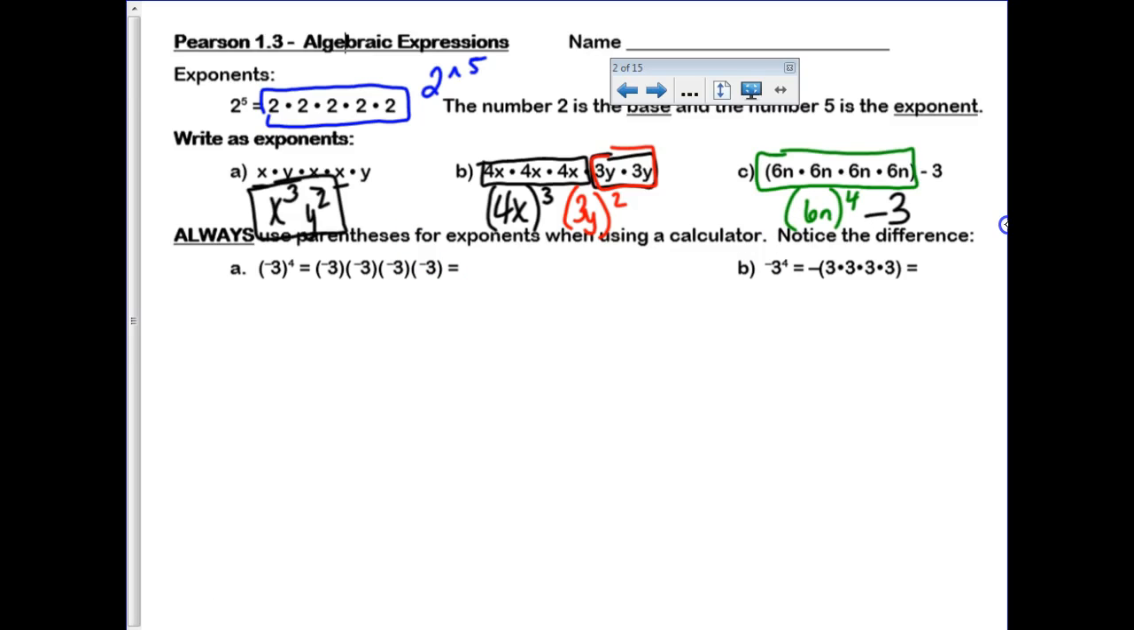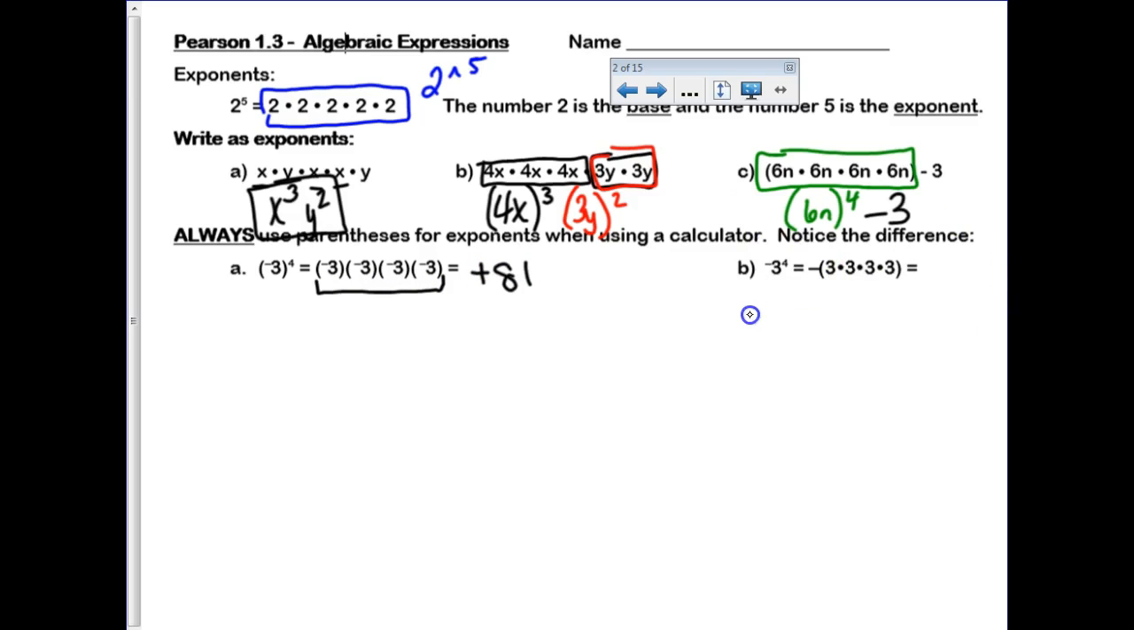Parentheses, extremely important. When you have -3 in parentheses raised to the 4th power, that means you have 4 -3's multiplied together. So if you think about the positive and negative rule, when you have an even number of negative signs multiplied together, your answer comes out to a positive. In this case, it's positive 81.